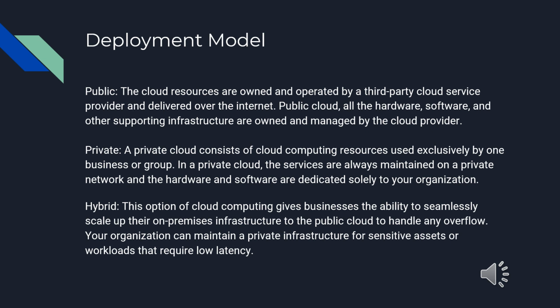First, look at public. The public cloud resources are owned and operated by a third-party cloud service provider and delivered over the internet. In a public cloud, all hardware, software, and other supporting infrastructure are owned and managed by the cloud provider. Now looking at private. A private cloud consists of cloud computing resources used exclusively by one business or group. In a private cloud, the services are always maintained on a private network and the hardware and software are dedicated solely to your organization.